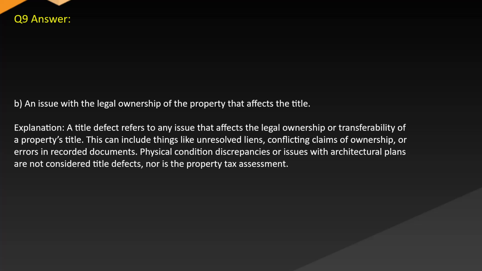Answer: B. An issue with the legal ownership of the property that affects the title. Explanation: a title defect refers to any issue that affects the legal ownership or transferability of a property's title. This can include things like unresolved liens, conflicting claims of ownership, or errors in recorded documents. Physical condition discrepancies or issues with architectural plans are not considered title defects, nor is the property tax assessment.